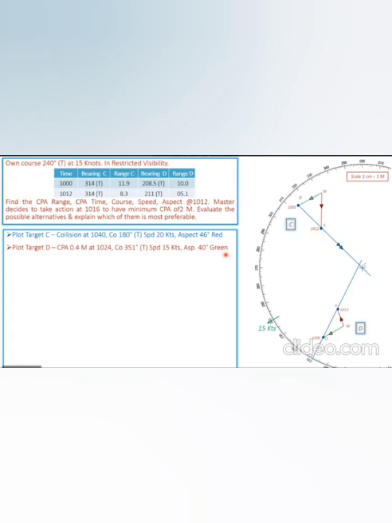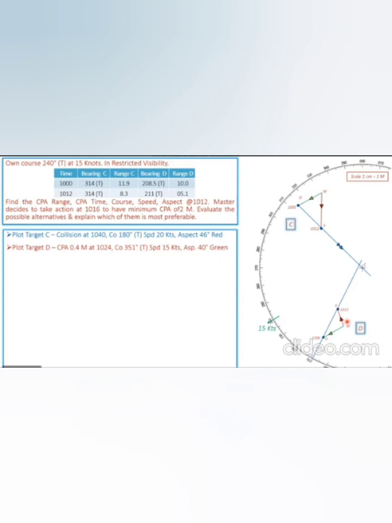Any of the three ships is free to take any action to avoid a close quarter situation. However, we can observe here that each ship has the other two ships forward of her beam. You can consider target Charlie: both the other ships, own ship as well as target Delta, are forward of her beam. You can consider target Delta: both our ship, own ship, as well as target Charlie are forward of his beam. And you can consider own ship at Charlie: both the ships, target Charlie as well as target Delta, are forward of our beam. Hence, as per Rule 19, none of the three ships is permitted to alter course to port.